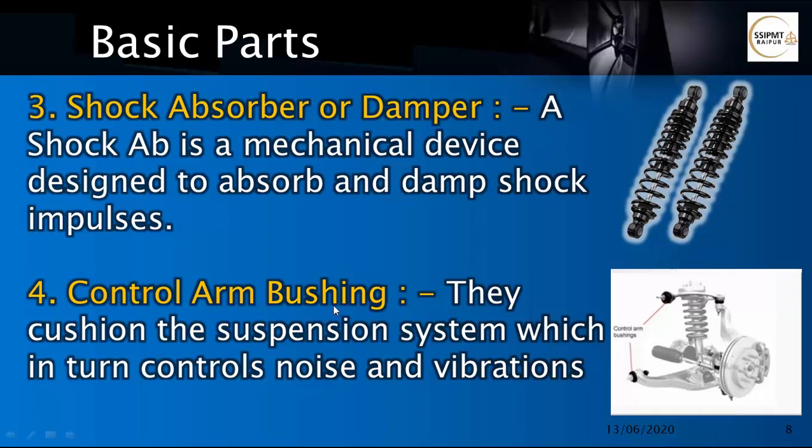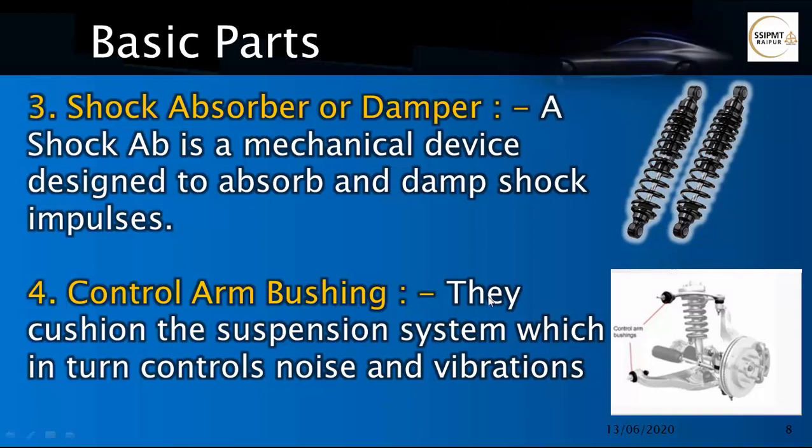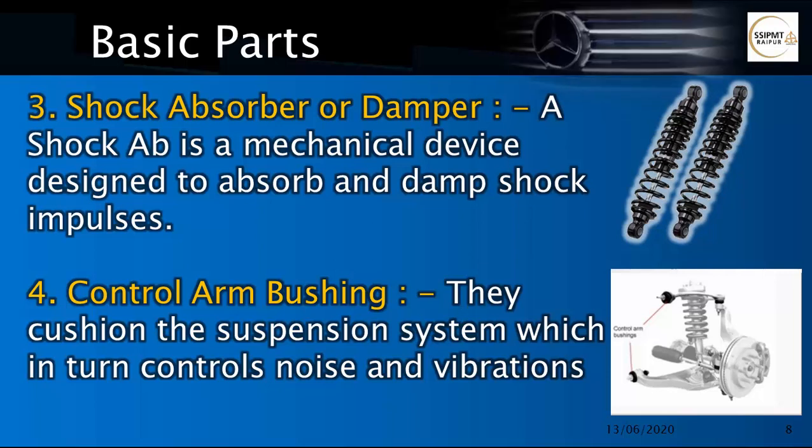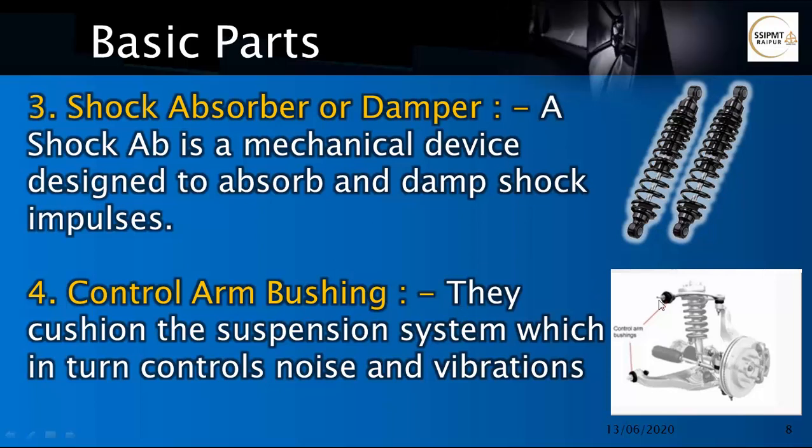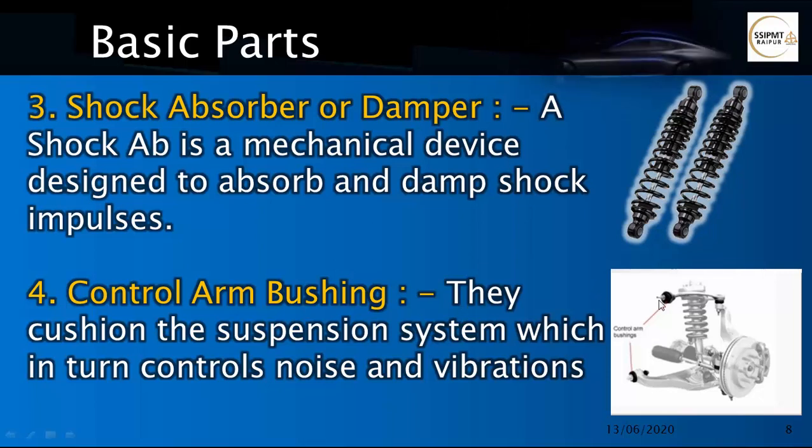Fourth point is a control arm bushing. They cushion the suspension system, which in turn controls noise and vibrations, right? So the suspension system is cushioned by the control arm bushing. Obviously it is mounted on the control arm, right?